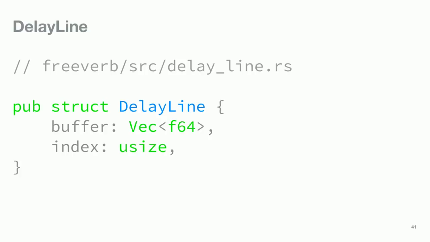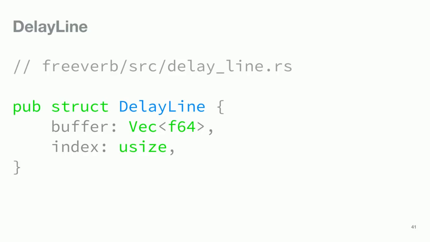The comb filter and the all-pass filter both use delay lines, and we can create a delay line. We've made a new file here, delayline.rs, inside our Freeverb library. And this implicitly creates a delay line module. I'll be referring to the delay line module here. Inside the module, we've created a delay line struct.